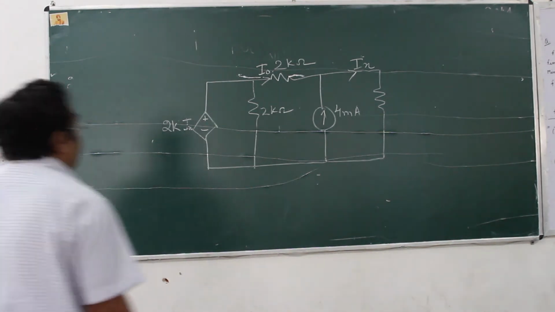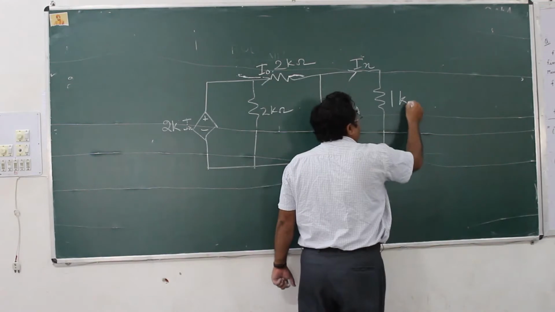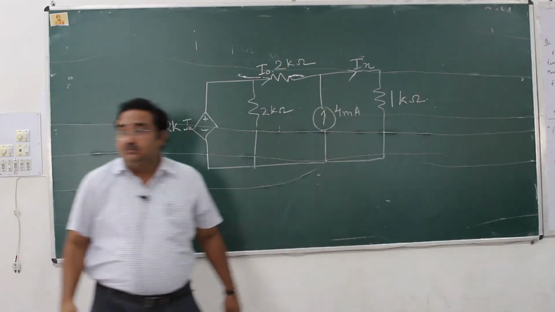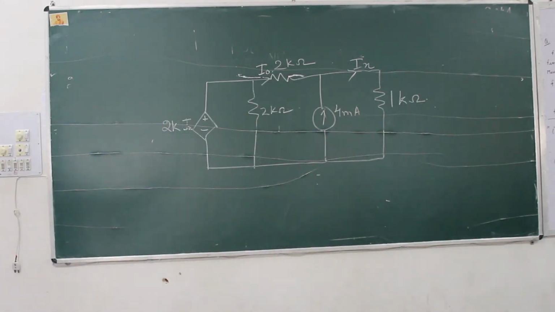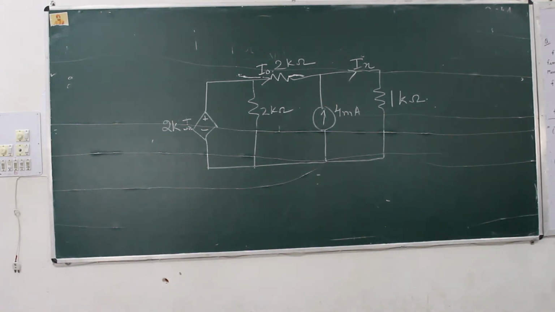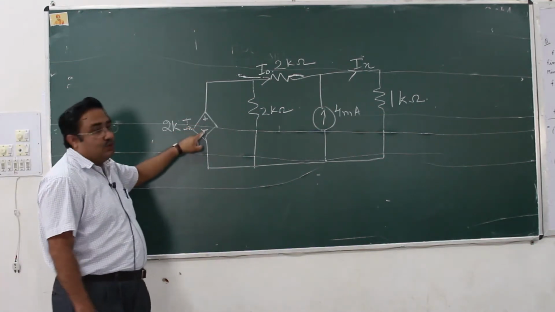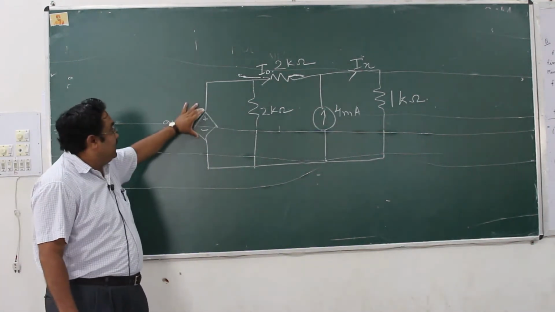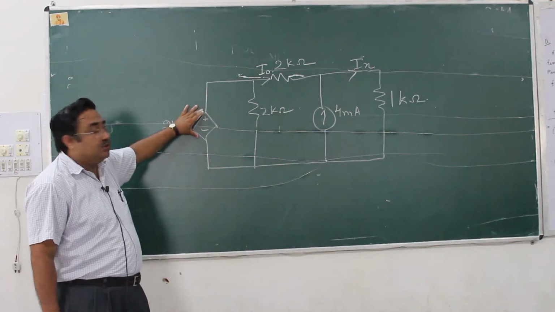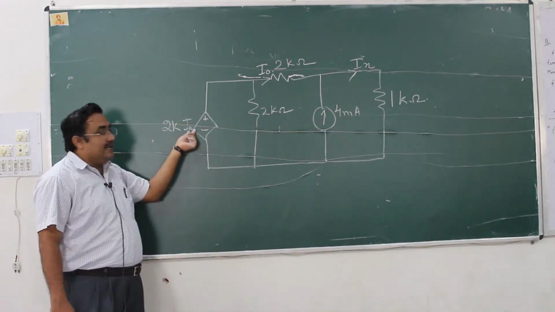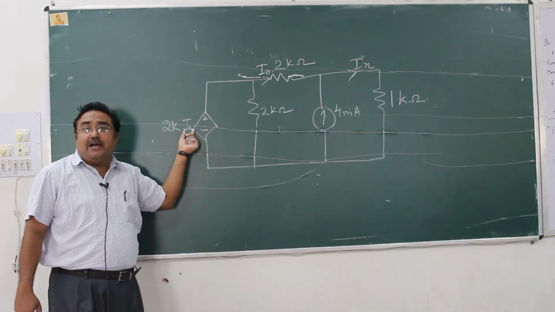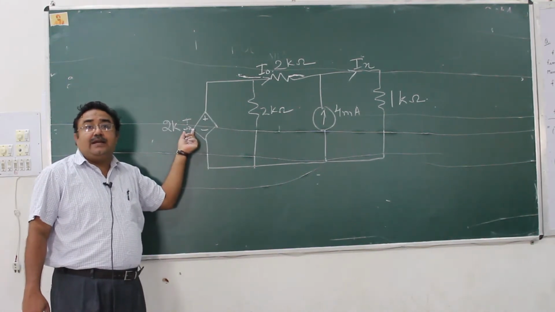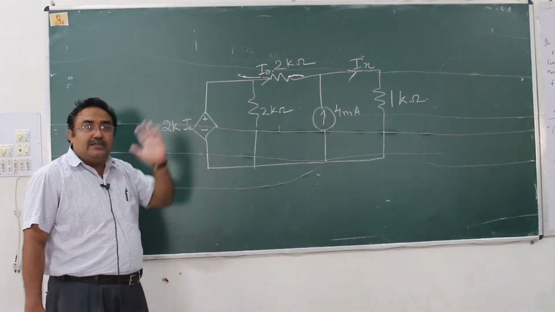I think it is 1 kilo ohm. A question is given in which one source is a dependent source, a current dependent voltage source. The positive and negative signs show it is a voltage source. The diamond shape shows it is a dependent source. And this 2k Ix shows what kind of source it is: a current dependent voltage source. It is clear?